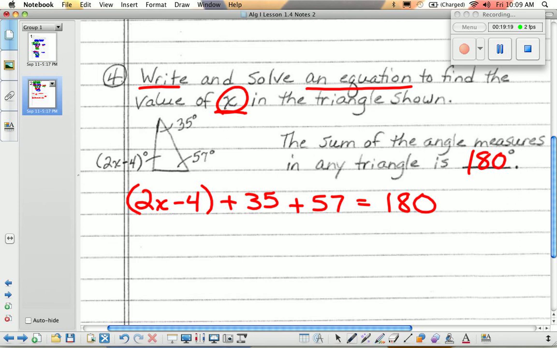How do you feel about those parentheses? Are they important, Abby? Can't we just put an X there instead of the whole parentheses? So put an X in place of the 2x minus 4? No, just like have X plus 35 plus 57. No, we can't, because this angle measure is not just X, it is double X take away 4. So no, we cannot do that.